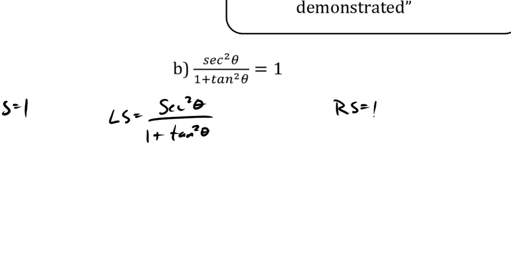So what we're going to do is change everything to sine and cosine. Okay, so let's do that. So what is secant squared theta? 1 over cosine squared theta, good, over 1 plus, what's tangent squared theta? Some people say, well, it's 1 over cotangent squared theta. That's not going to help us. Cotangent gives us nothing, right? We're trying to change everything to sine and cosine. So how would I write tangent squared theta in terms of sine and cosine?